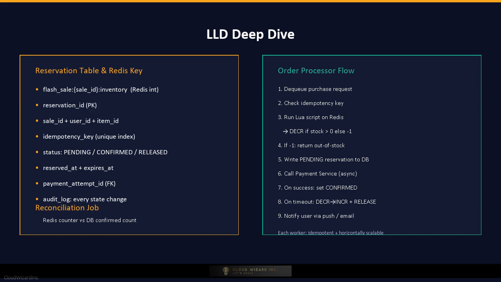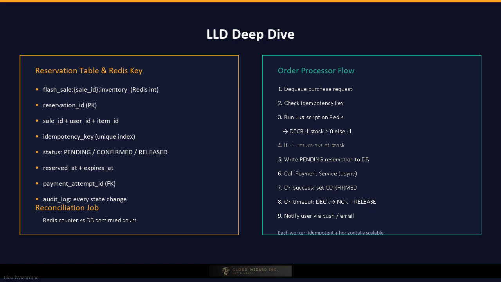Now the low-level design deep dive. The Redis inventory key is structured as /sale/inventory and holds an integer counter. The Lua script for atomic reservation is: local stock = redis.call('GET', KEYS[1]). If stock is greater than 0, tonumber(stock) > 0, then return redis.call('DECR', KEYS[1]), else return -1, end. A return value of -1 means out of stock. Any non-negative value is the remaining count after the decrement.